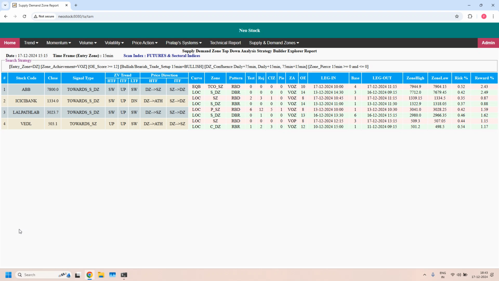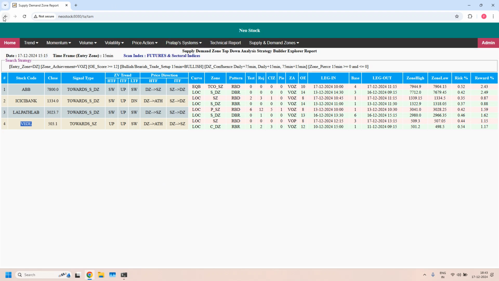In these 4 stocks, these 15 minutes demand zones are part of the 75 minutes demand zone. Both together are again part of the daily demand zone. And the daily trend is up in only 1 stock, the remaining 3 are sideways. If this stock is having a daily demand zone with daily EMA confluence, it could be an even more high probability trade setup demand zone.